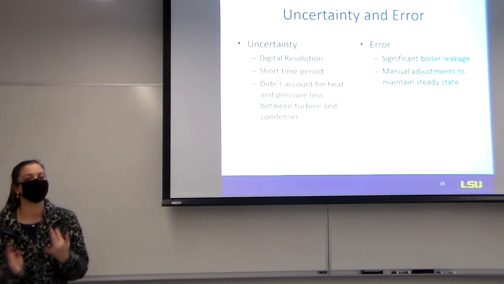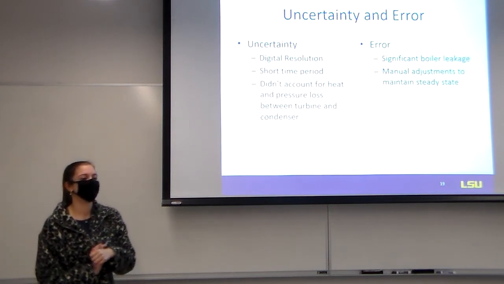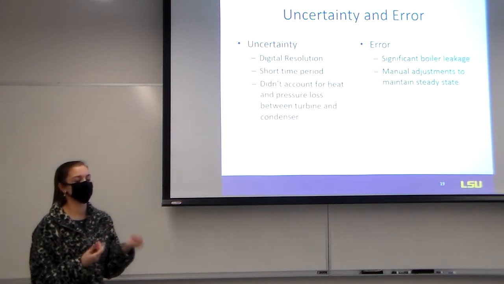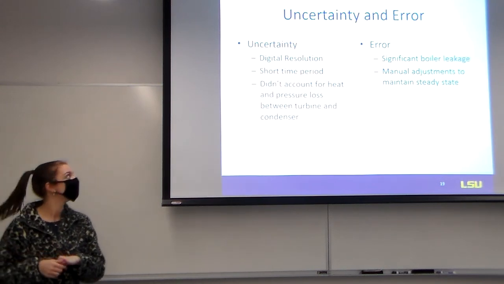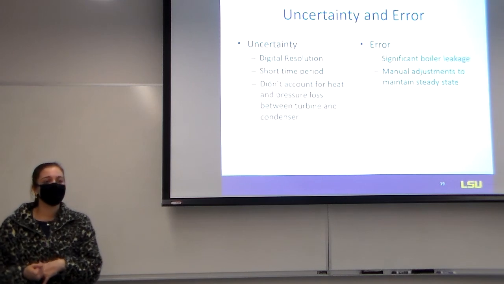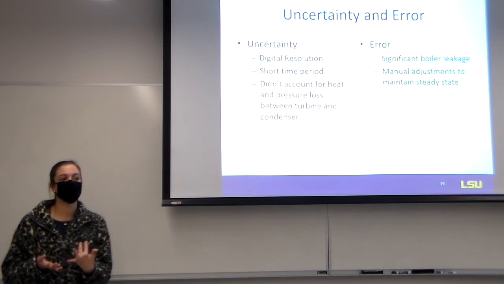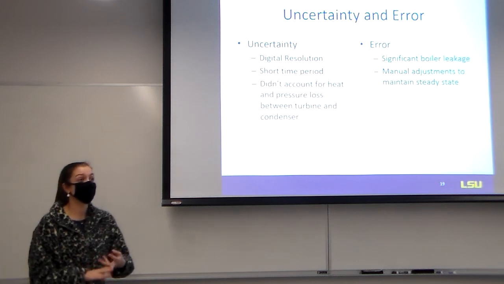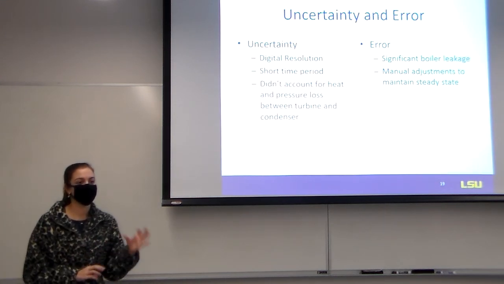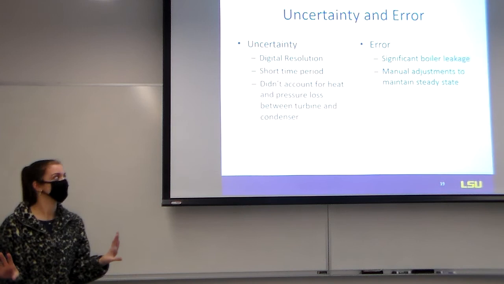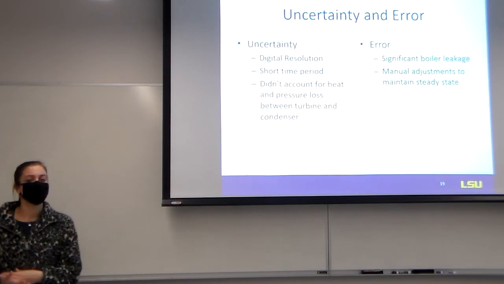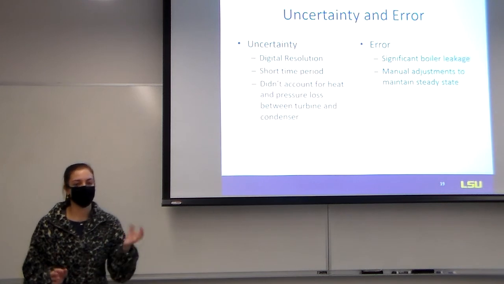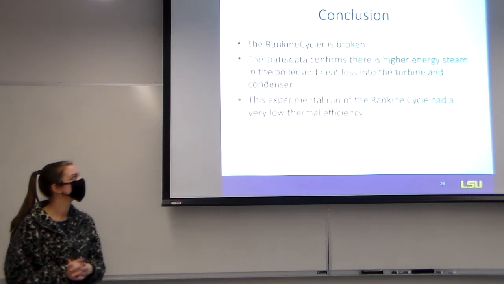And then lastly, there's a lot of room for uncertainty and error in this experiment because you have digital resolution, so it's to one significant digit. It was a very short time period, so we didn't really have that many samples in our data. We didn't account for heat or pressure loss between the condenser and boiler or any flow through the pipes. And there's a lot of error because there was significant boiler leakage, and we had to do those manual adjustments to maintain steady state.